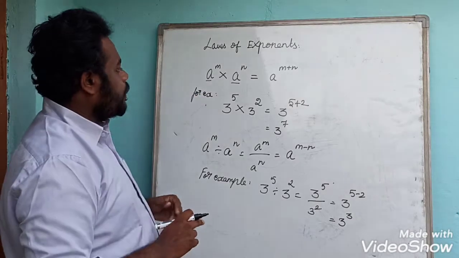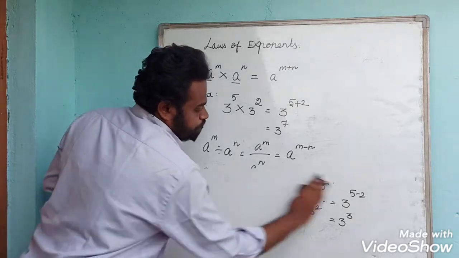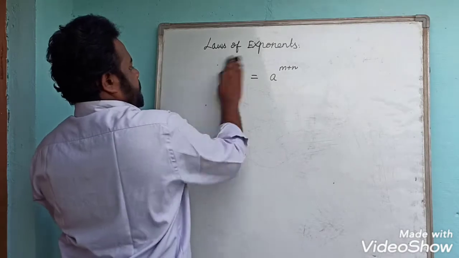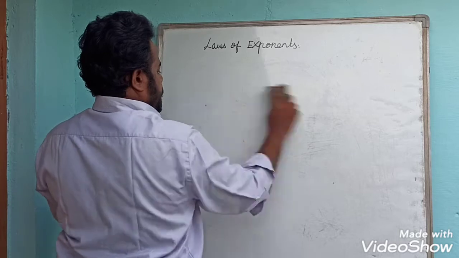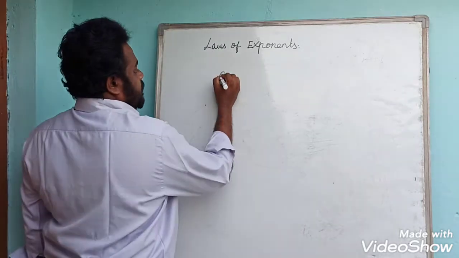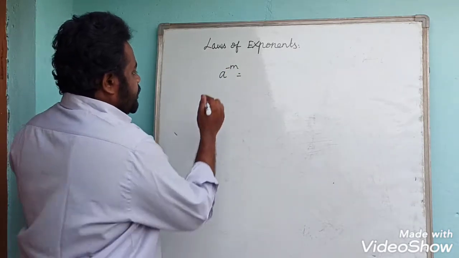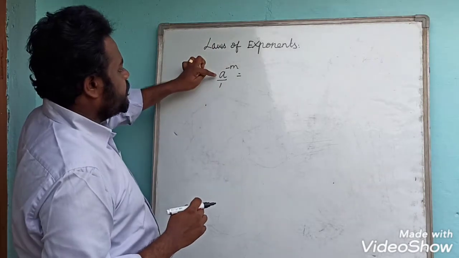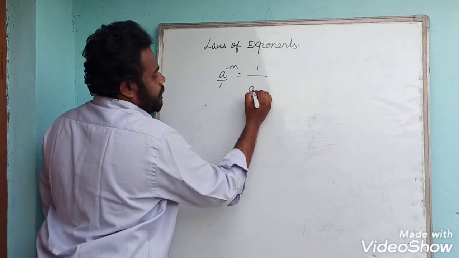So next we move on to negative exponents. Here we have to see negative exponents. A power minus m, so a to the power minus m, divided by 1. We take it like this. We have to take the reciprocal for this, 1 divided by a to the power m.